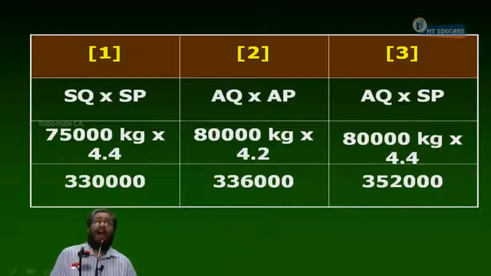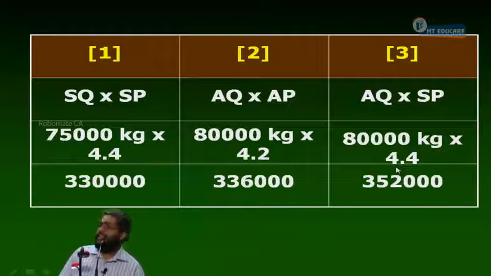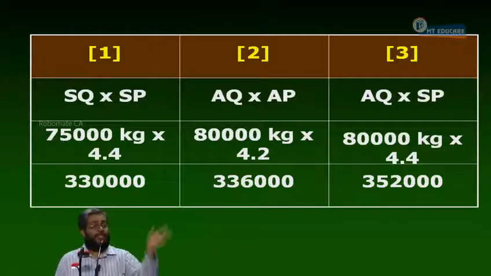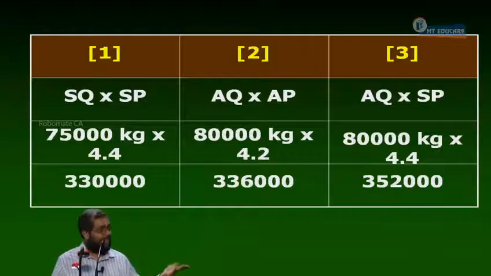Now, I should have used how many kgs? 75,000. But I used 80,000. Over usage of 5,000 into 4.4 gives me 22,000. Adverse usage variance. Yes or no?